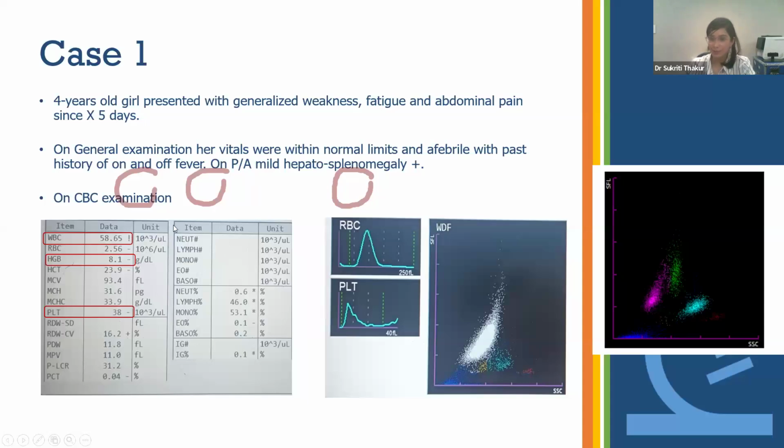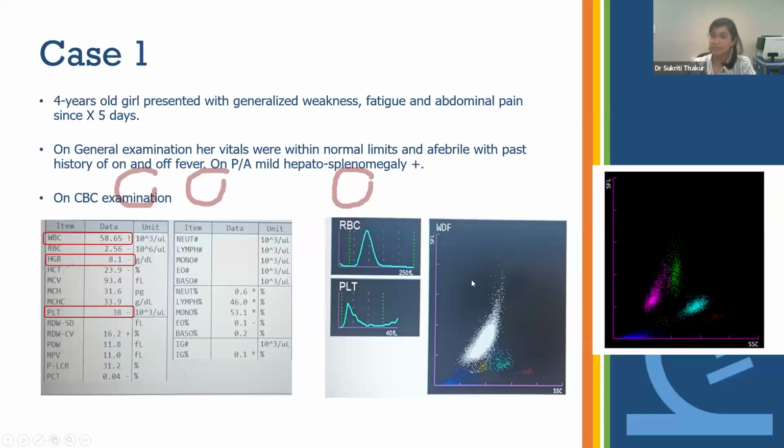So I asked for the peripheral smear and the CBC, and we ran the CBC in the Sysmex machine, and it showed us a WBC count of 58,000, which is very, very high even for a 4-year-old girl. So 58,000 with anemia, because the Hb is only 8, and with thrombocytopenia, as the platelet count is less than 50,000. So basically, we have bicytopenia with leukocytosis.